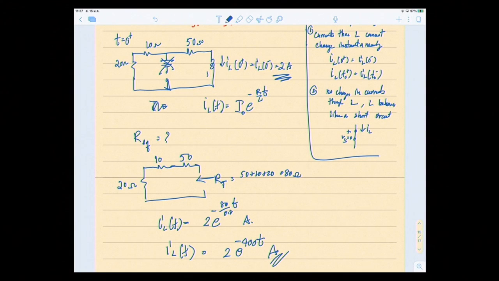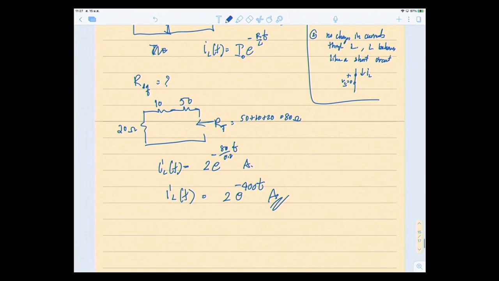Okay, so similar concept. Okay, one last example. One last example I'm going to do.